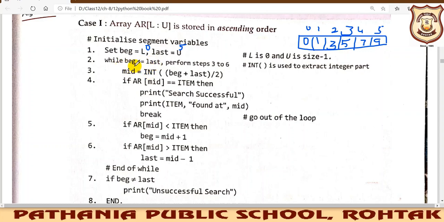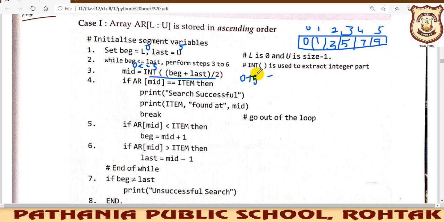So until the beginning is less than or equal to 5. Beginning is initially 0, so 0 is less than 5, the condition is true. So what will it be? Mid, and how do you take out the mid? Beginning plus last divided by 2, that is 0 plus 5.